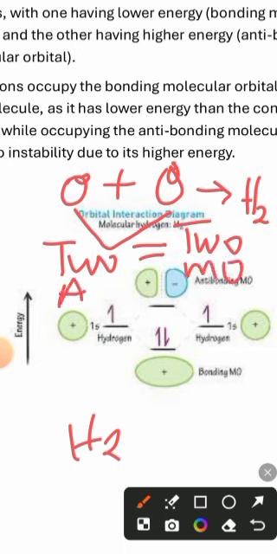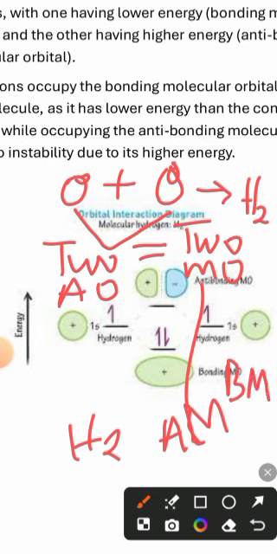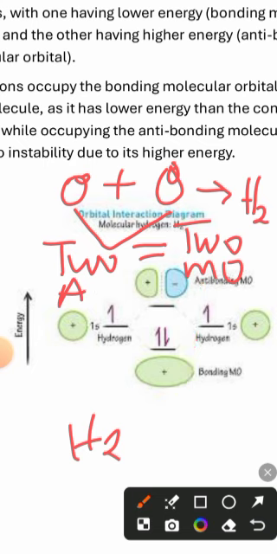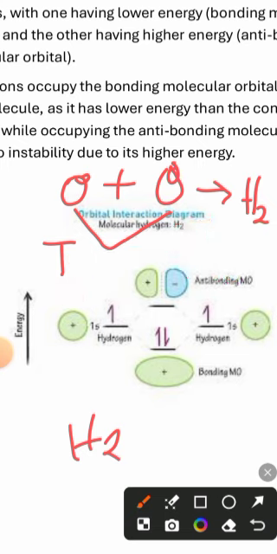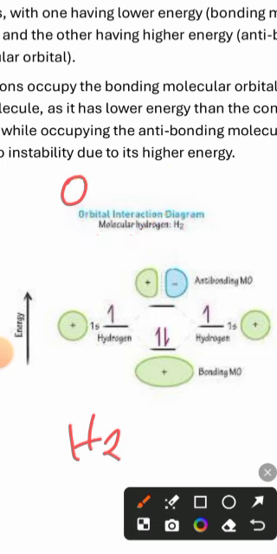These two atomic orbitals combine to form two molecular orbitals, which are the antibonding molecular orbital and the bonding molecular orbital. So in the explanation, we see that electrons prefer to occupy the lower energy orbital, which is alternatively called the bonding molecular orbital.